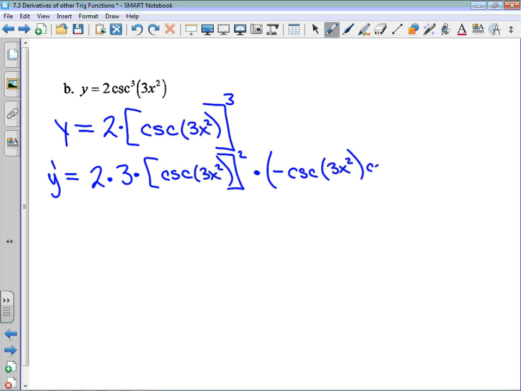And as if that weren't enough, we have to consider the derivative of the innermost function. The innermost function is 3x squared. The derivative of 3x squared is 6x. Now, this is a great example of where the derivative of trig functions can get a little bit unwieldy. That is a pretty complex expression, but all we're going to do now is multiply what we can and simplify.